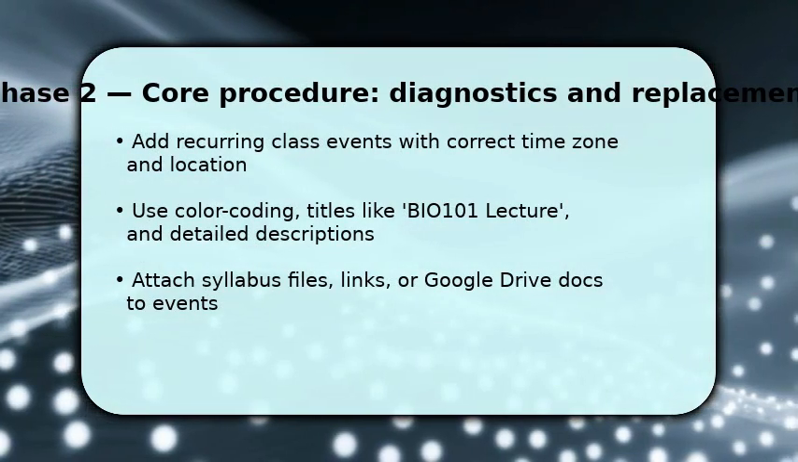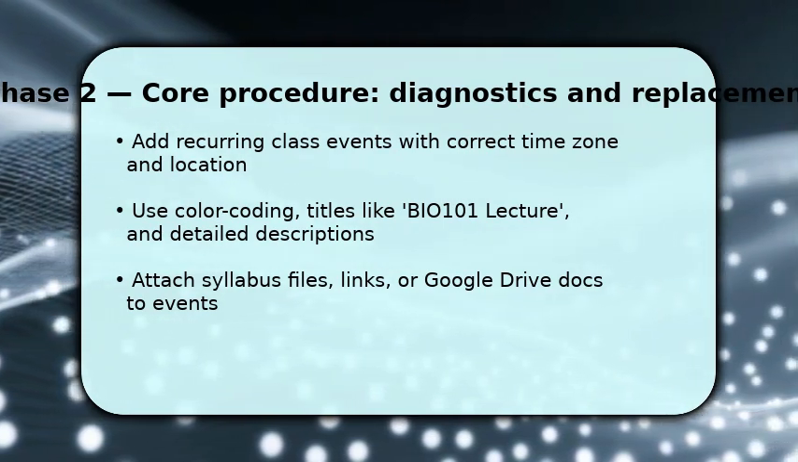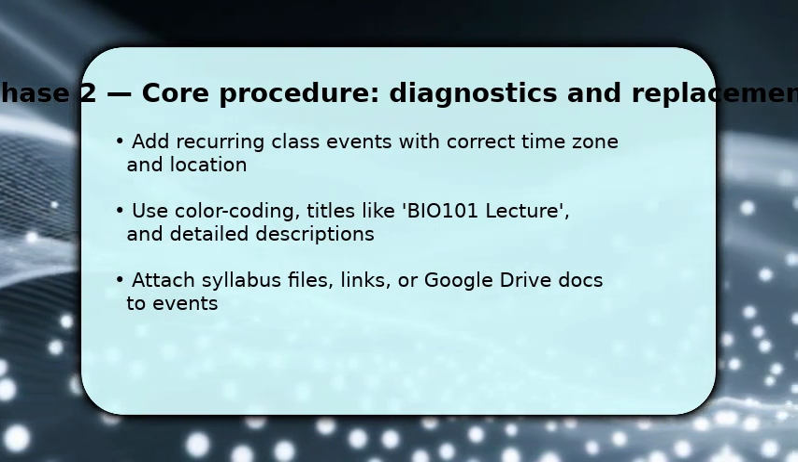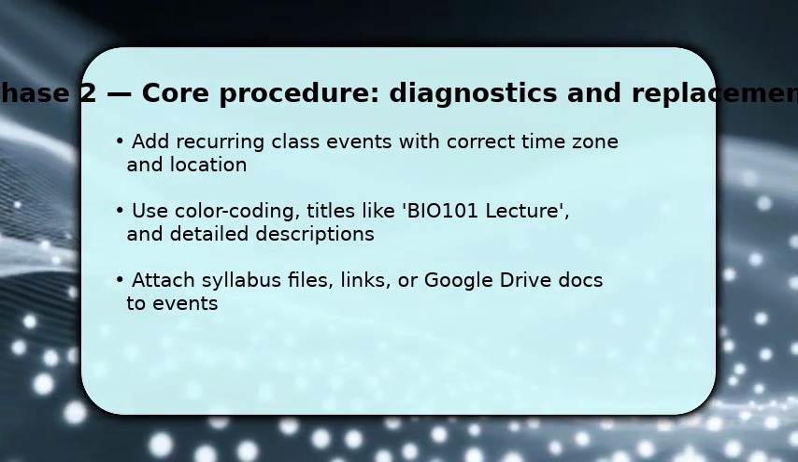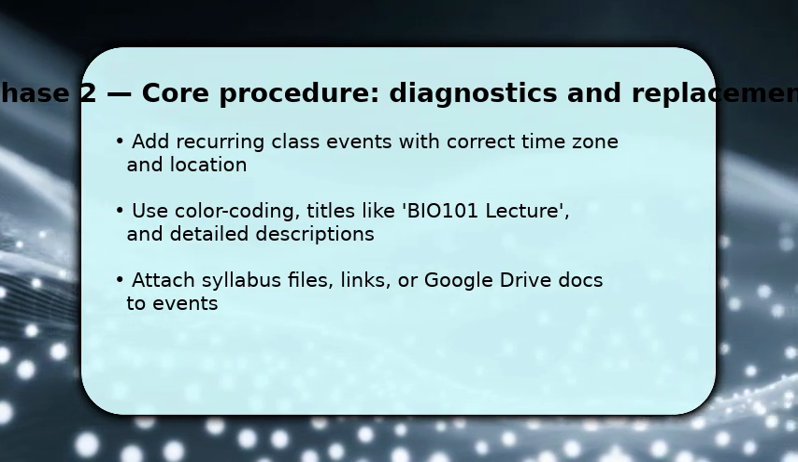Now add each class as a recurring event. Choose days, time, and make it repeat weekly. Use clear titles like Bio 101 Lecture and assign colors to quickly scan your week. Attach the syllabus or assignment Google Drive links to the event so you can access materials instantly.